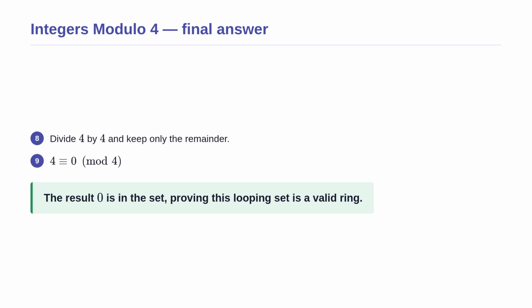Even though this looks very strange compared to normal math, it perfectly follows all the strict rules of a ring. The operations are closed, associative, and distributive. This proves that rings do not need infinite numbers to exist. Even a tiny looping set of 4 numbers can be a fully functional ring.